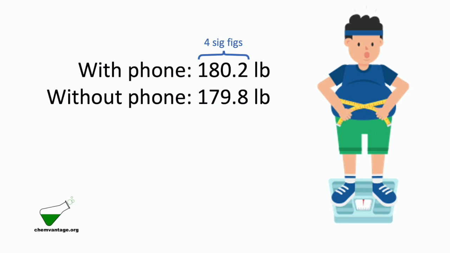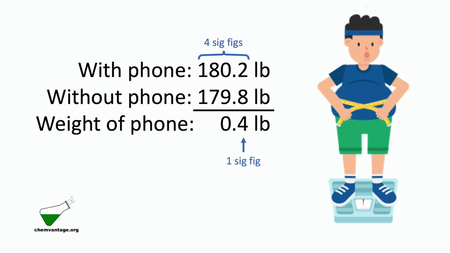Suppose, for example, I weigh myself while holding my phone. The scale reads 180.2 pounds. That's 4 significant figures. Pretty good. Then I put my phone down and I weigh again, and it's at 179.8 pounds. 4 significant figures again. So I subtract the second weight from the first to try to find the weight of my phone, and the answer is 0.4 pounds. The difference between the 2 weights has only 1 significant figure. For addition and subtraction, the least significant digit of the answer is in the same decimal position as the least significant digit of the most uncertain operand.